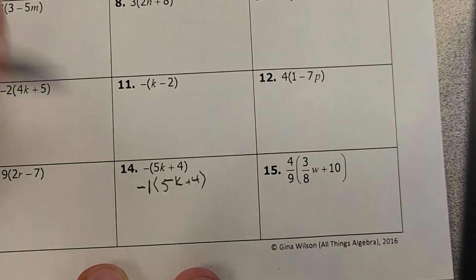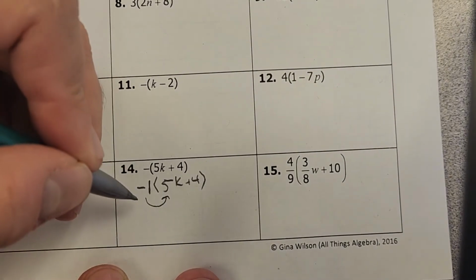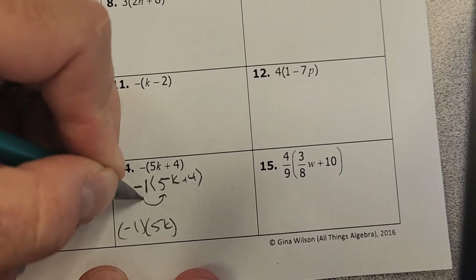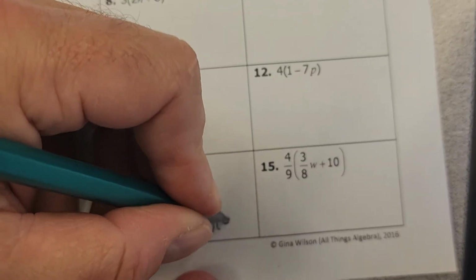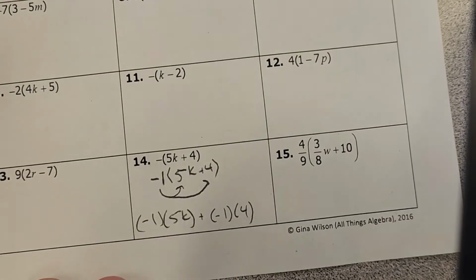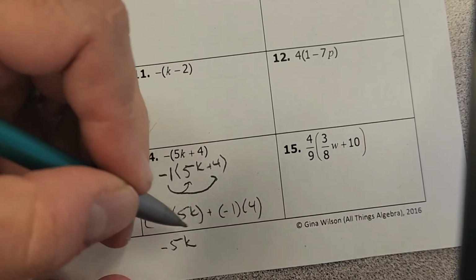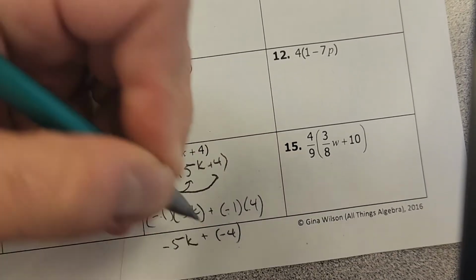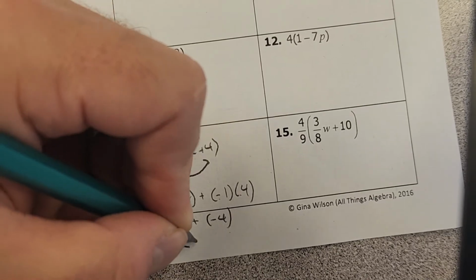And then when we distribute, we're going to distribute negative 1 to 5k, so negative 1 times 5k, and that negative 1 is going to get distributed to that 4. So we've got negative 1 times 4. Negative 1 times 5k is negative 5k. Negative 1 times 4 is negative 4, so we could go plus negative 4, or we could say negative 5k minus 4.